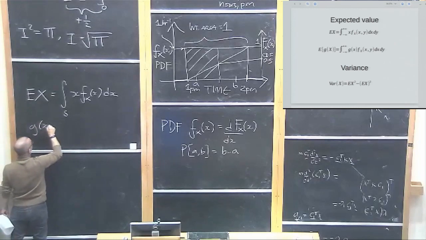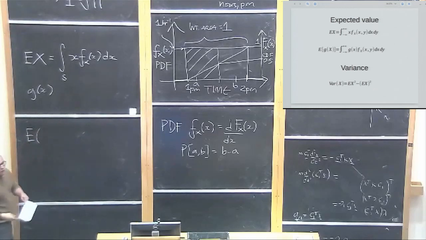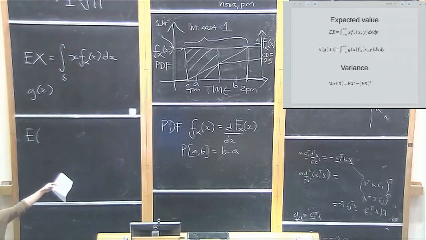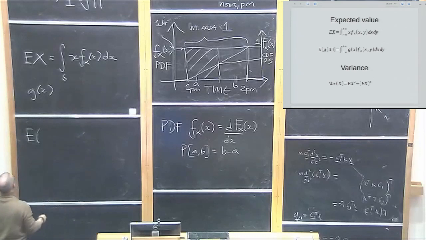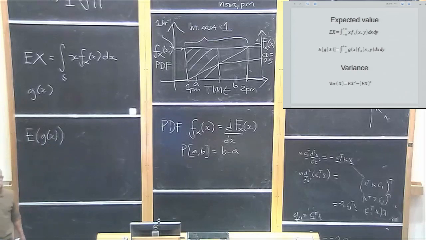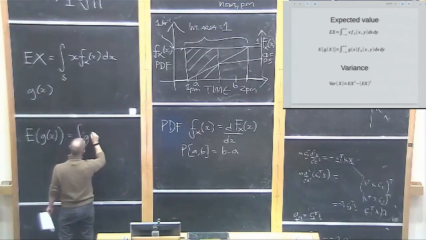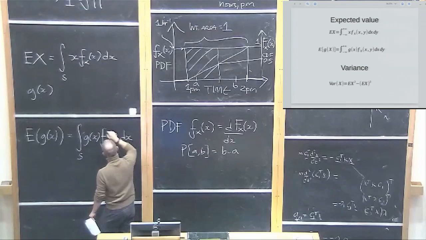If I have some function g of x, then the expectation value of that function, remember, we have an fx, a PDF, which describes the likelihood of x taking some value. In order to work out the expectation value, or the mean value of some function of x, we have to perform the integral of that function multiplied by the probability of x taking that value over the whole possible range of x. So again, this would be integrated over the sample space, g of x times fx of x dx.